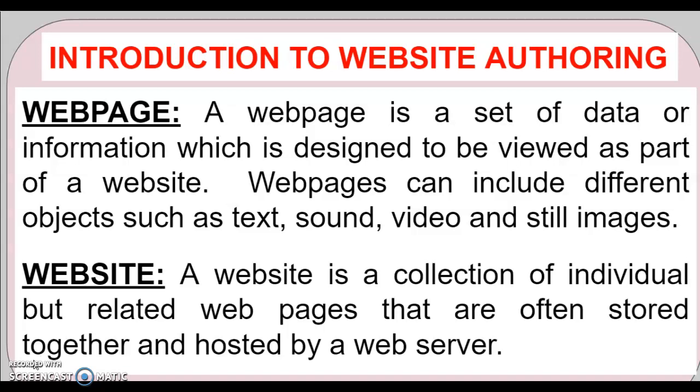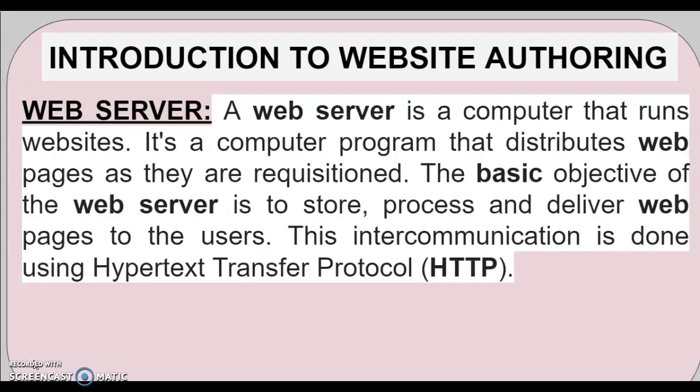Now, what do we mean? A web page is a page on a website, and a website is a collection of many web pages, simply put. So, the next one is web server. A server is a computer that runs websites. It is a computer program that distributes web pages as they are requisitioned. The objective of a web server is to store, process, and deliver web pages to the users. This intercommunication is done using Hypertext Transfer Protocol.